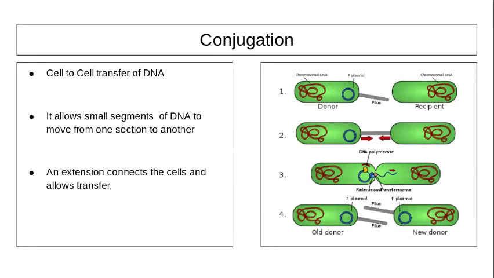Conjugation, cell-to-cell transfer of DNA. It allows small segments of DNA to move from one cell to another. An extension connects the cells and allows transfer.